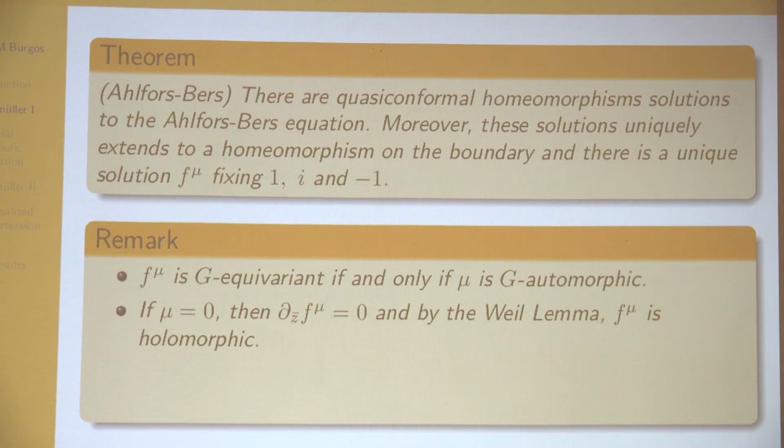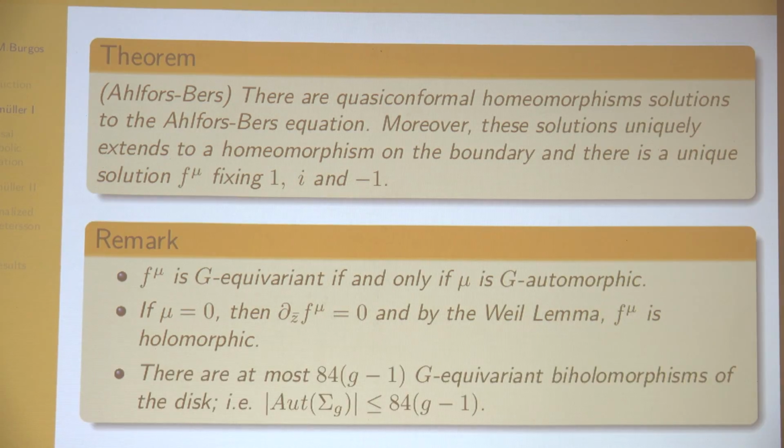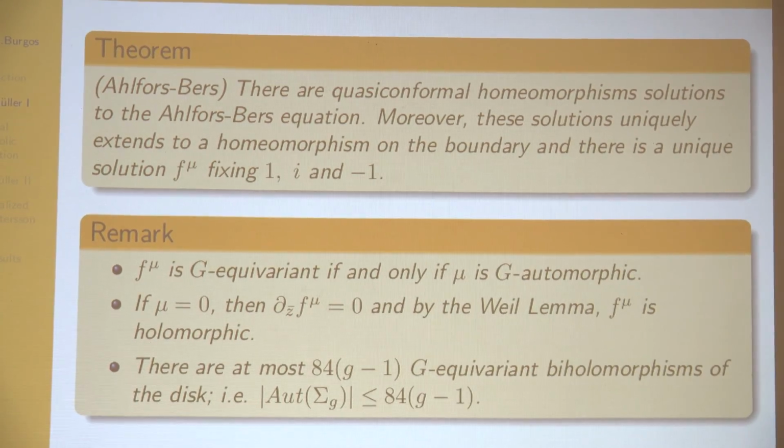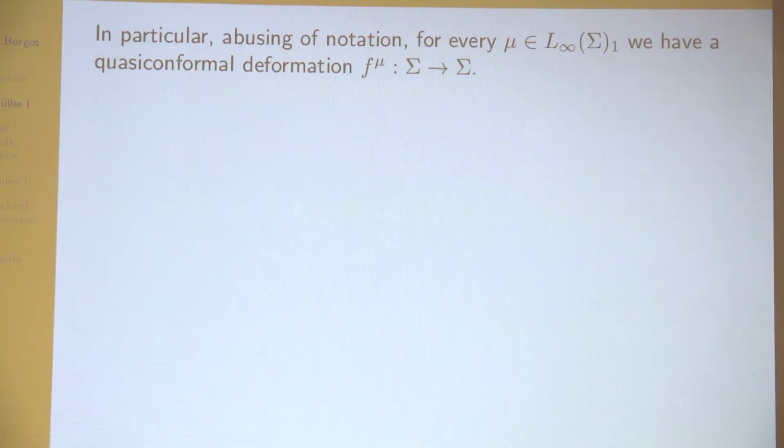If mu equals 0, then we have the Cauchy-Riemann equations. In the weak sense, by Weyl's theorem, F is a holomorphic solution in the strong sense. And there are non-trivial automorphisms of the curve, and there are at most 84 times (g minus 1) of them. It's an open problem to know for which particular g's this is an equality. That's an open problem.